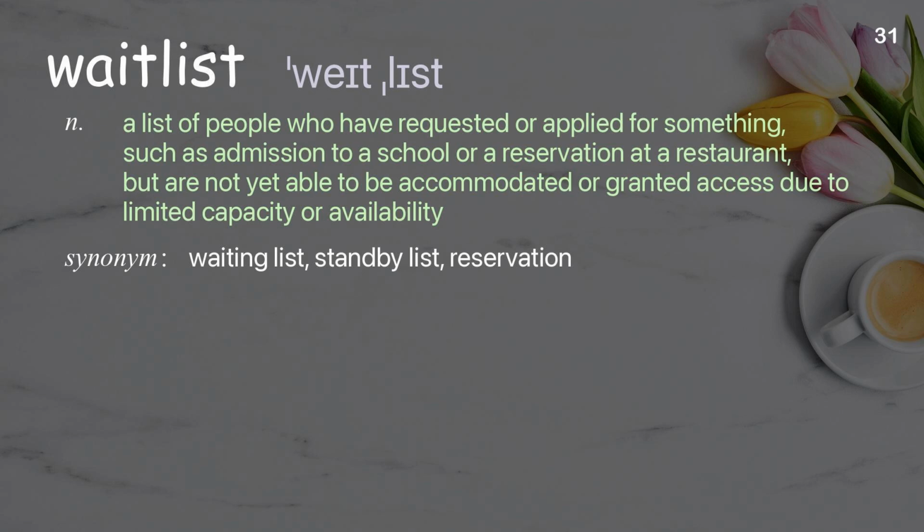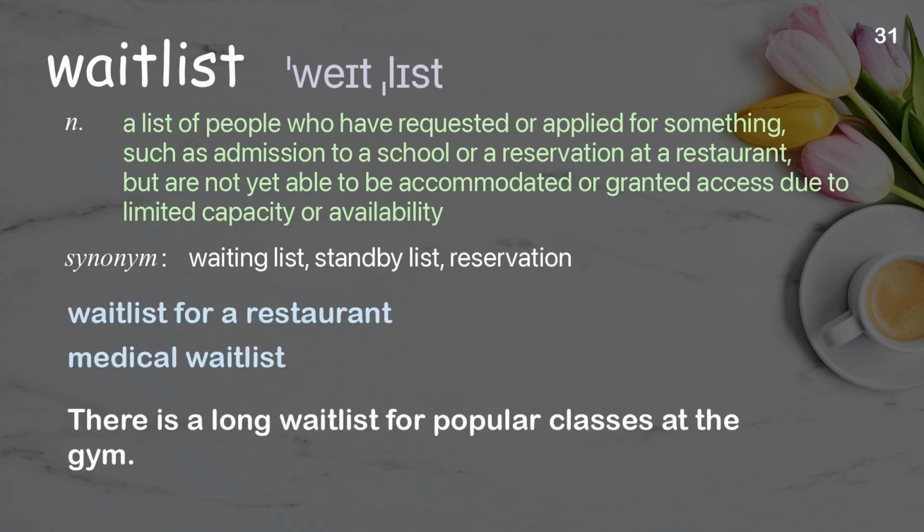Waitlist. A list of people who have requested or applied for something, such as admission to a school or a reservation at a restaurant, but are not yet able to be accommodated or granted access due to limited capacity or availability. Examples: Waitlist for a restaurant. Medical waitlist. There is a long waitlist for popular classes at the gym.